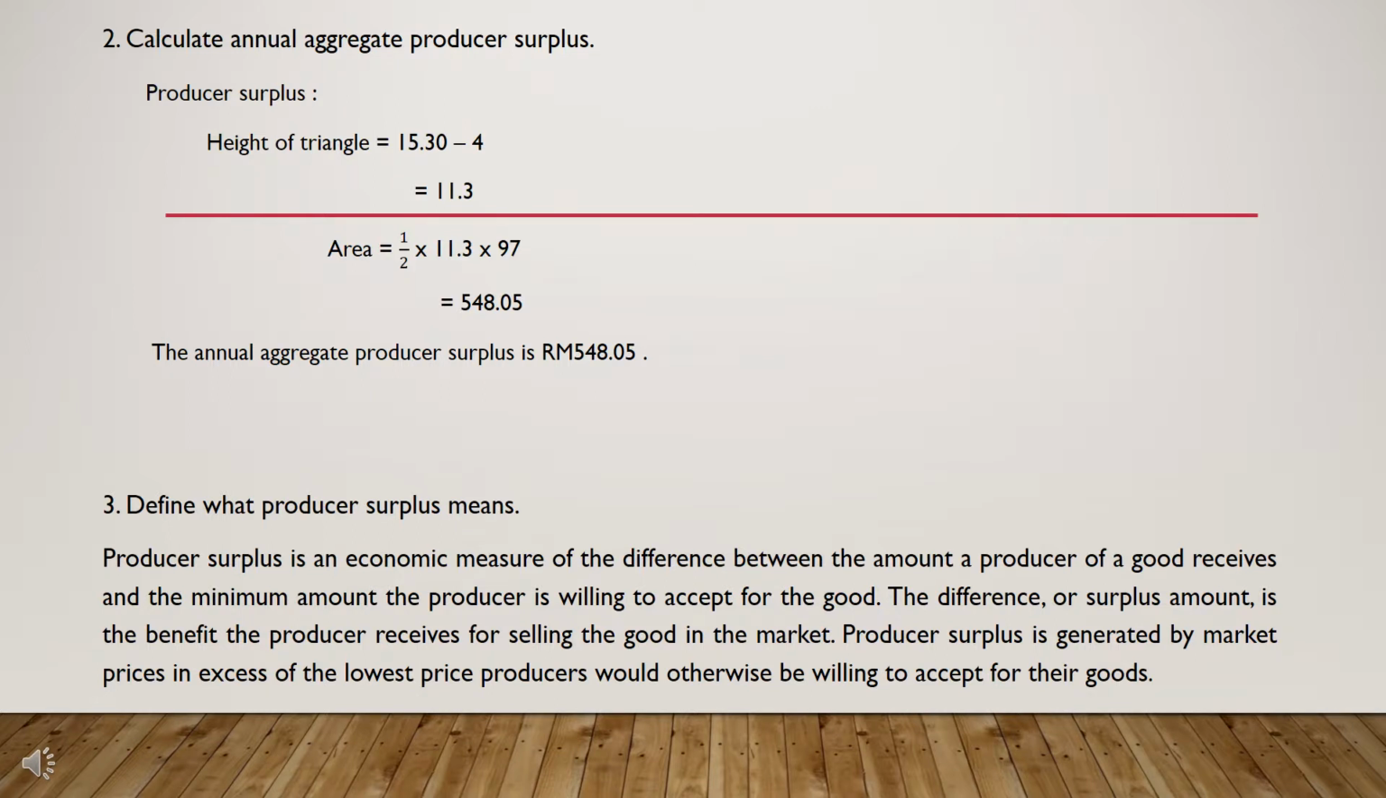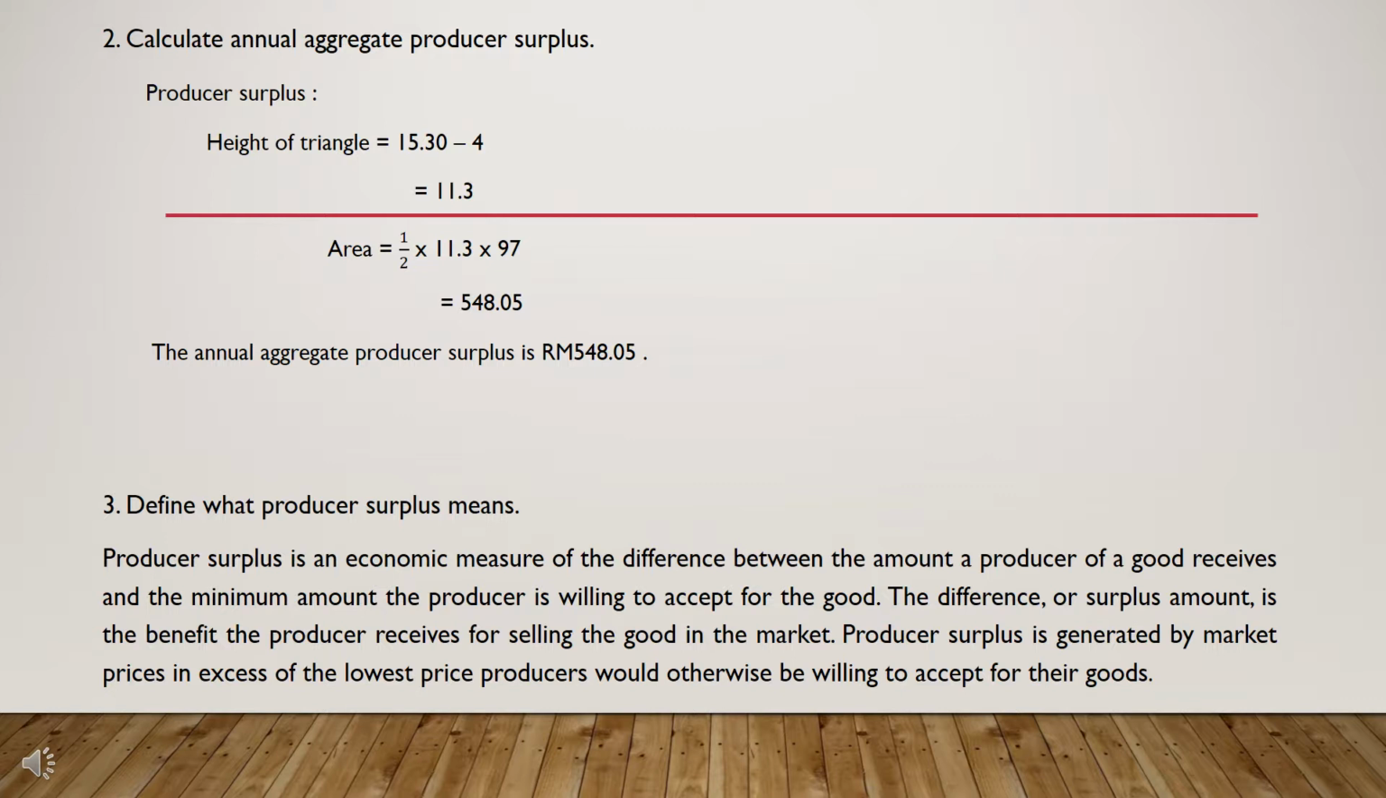Part 2. Calculate annual aggregate producer surplus. Producer surplus refers to the value that producers derive from transactions. To calculate the producer surplus, we still use the formula as before, the formula for the area of a triangle. So the formula is area equals half times base times height. So to find the producer surplus, the area is half times the base, still the same equilibrium quantity of 97 units, and the height of the triangle we find in the supply function, which is 4. We need to use that because it is the producer surplus. So 4 minus the equilibrium price 15 ringgit and 30 cents. So the height of the triangle is 11.3. So now the area, we will get 548.05.